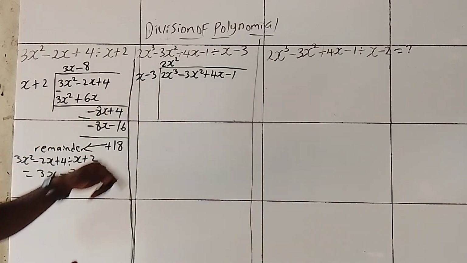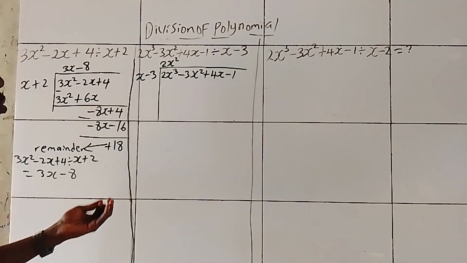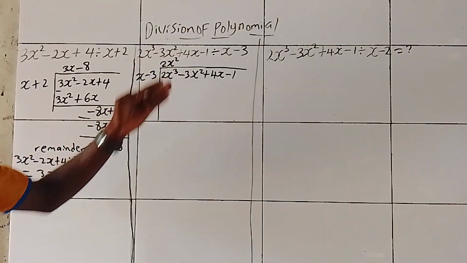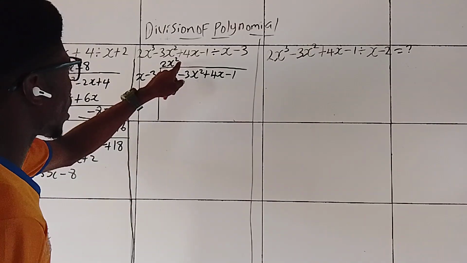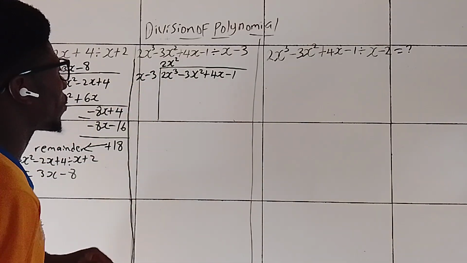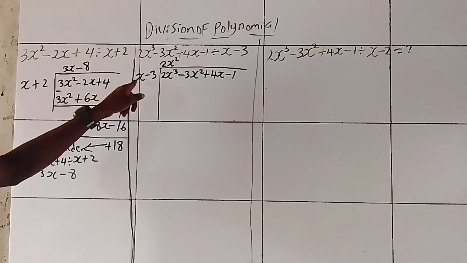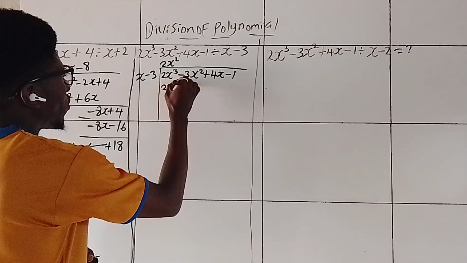So 3x raised to the power of 3 divided by x, we are going to be left with x raised to the power of 2, because now one x has been taken out. So next, we are going to use this to multiply our divisor. So 2x raised to the power of 2 multiplied by x is going to be 2x raised to the power of 3, right?